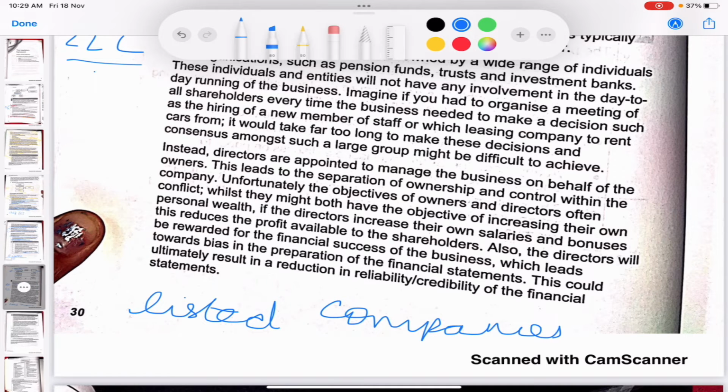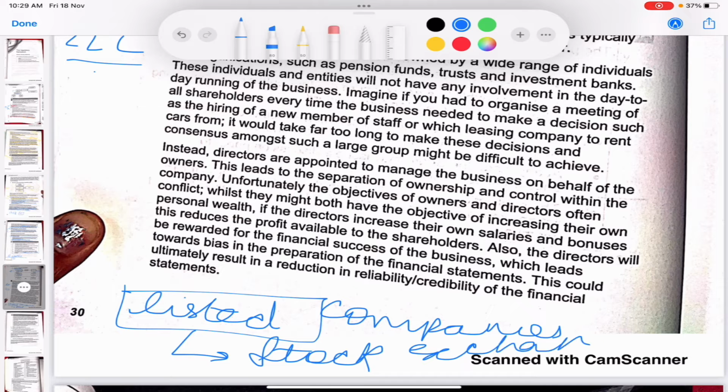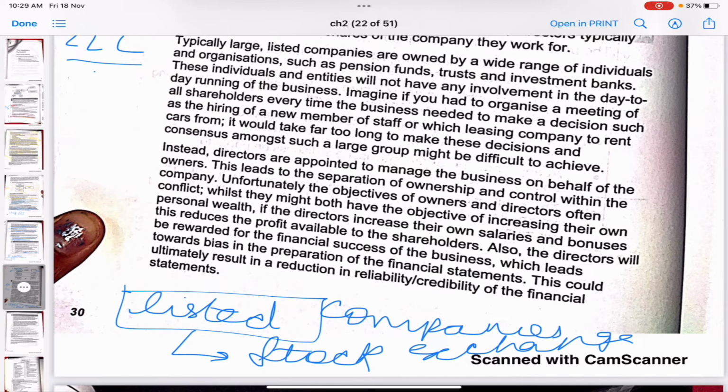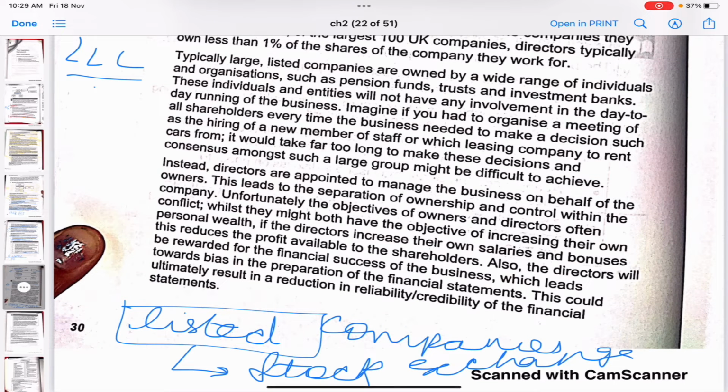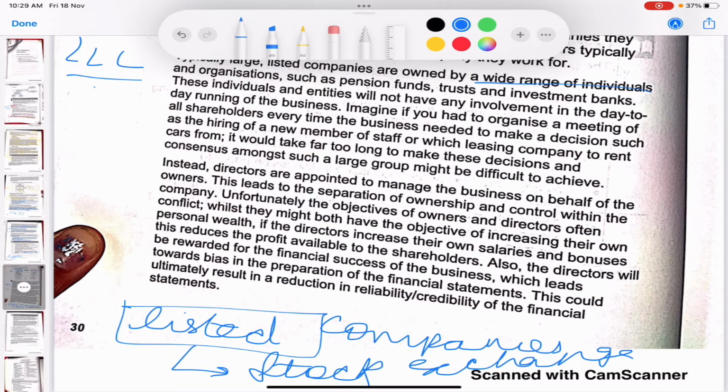When we talk about listed companies, what do we mean? Listed means they are listed on the country's stock exchange. Whenever a company is listed on the stock exchange, that's when we say it is a listed company. Typically, large listed companies are owned by a wide range of individuals. I can go and buy a share of a company in the market, anybody can do that. So there might be millions of shareholders of the company, right? That is what they are saying: when there is a large publicly listed company, there will be numerous shareholders.